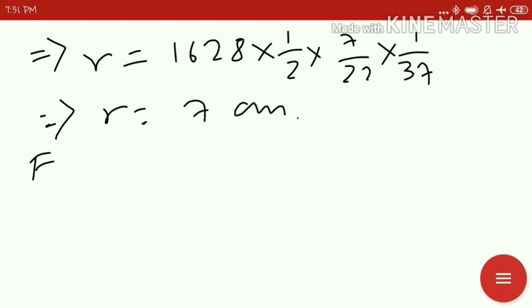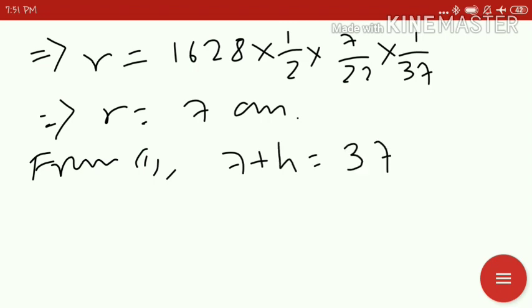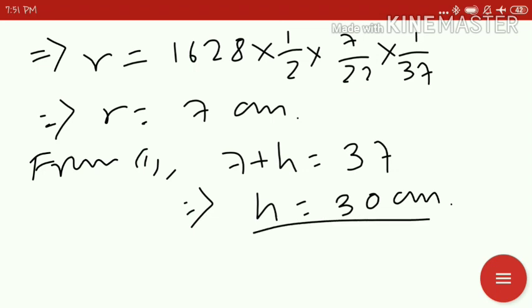Now from equation 1, where we already have r plus h equal to 37, 7 plus h equals 37. I have just put the value of r in there. So h equals 37 minus 7, that is 30 centimeter. So we have got h and we have got the value of r.